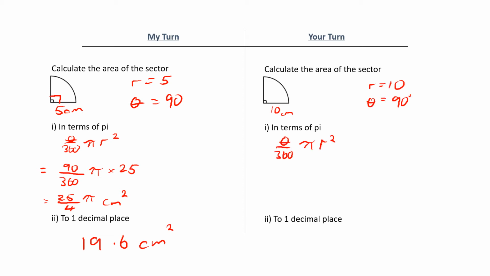Okay, so just like before, start with your formula, theta over 360 times pi r squared. Fill in what we know, theta is 90 divided by 360 times pi times radius squared this time, which is 100. So we've got 1/4 here, times 100 gives me 25 pi. And my units again, centimeters squared. For part 2, all you need to do is press your SD button to get to one decimal place, 78.5 centimeters squared.